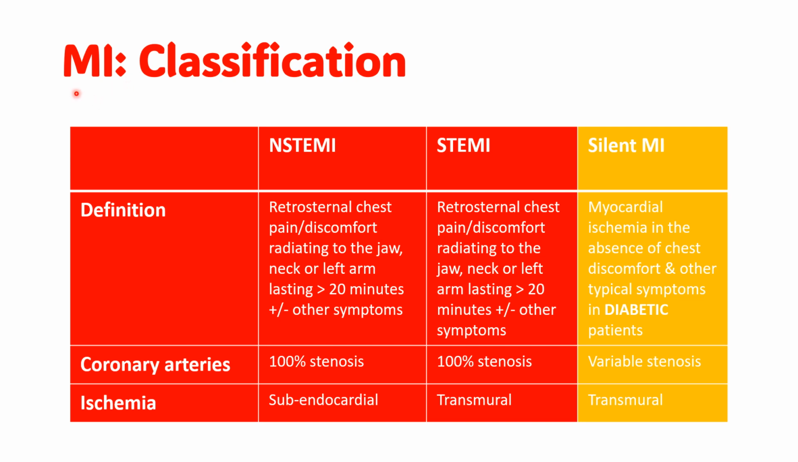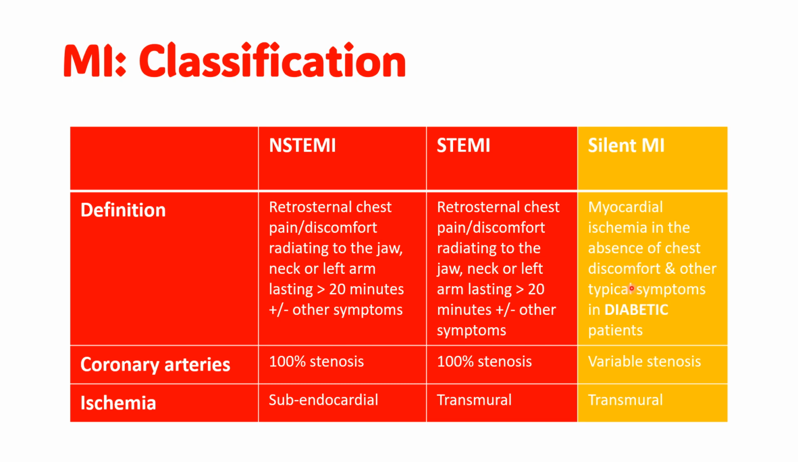So let's talk about MI in terms of some of the different types. So the main classification, so the definitions of NSTEMI and STEMI, from a clinical features perspective are very similar. But we also have this other type called a silent MI, which is myocardial ischemia in the absence of chest discomfort and other typical symptoms in diabetic patients. So in diabetic patients, this is much more common.